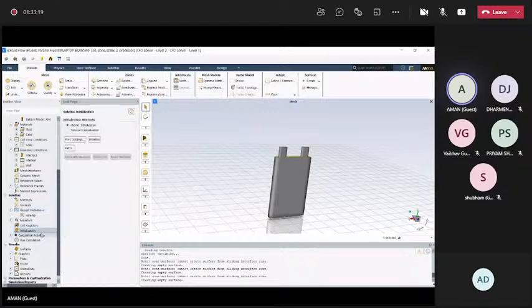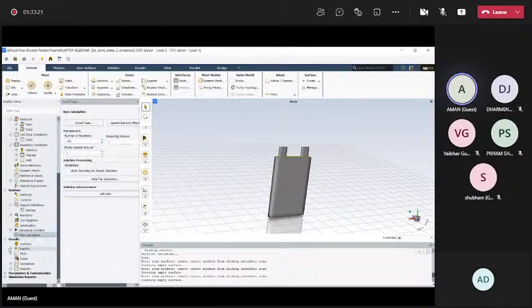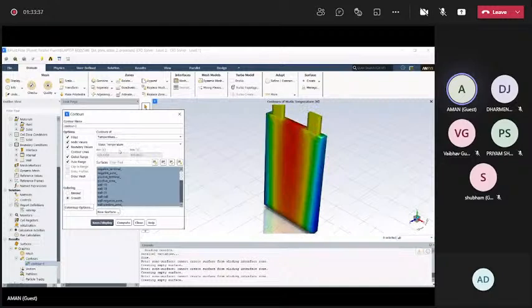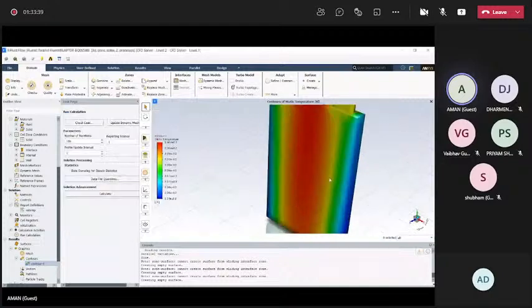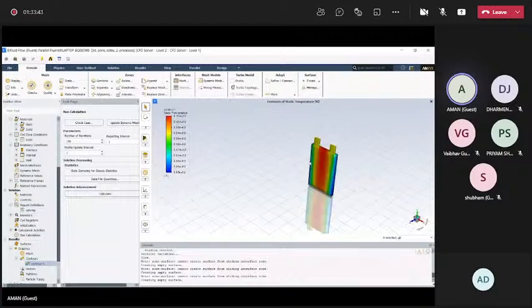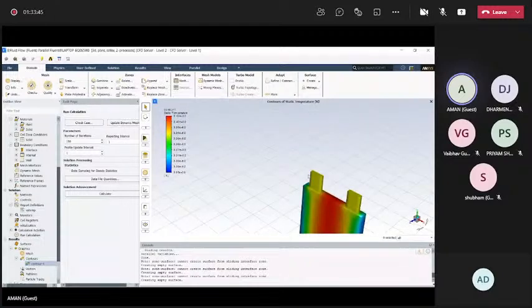So I'll just quickly show the results. Here, if I go to Graphics and Contours, there is one contour, the temperature contour. Now I'll select the whole part and click on show the result. So this is basically the point, and this is the legend view.